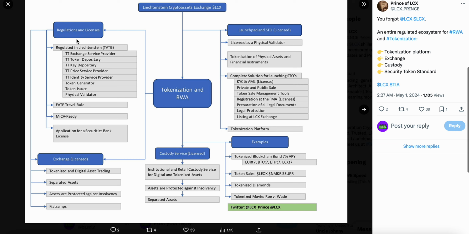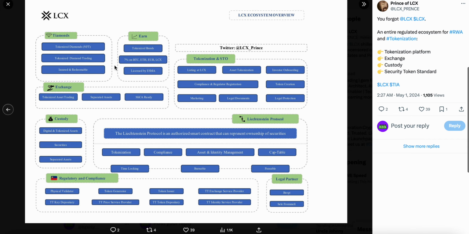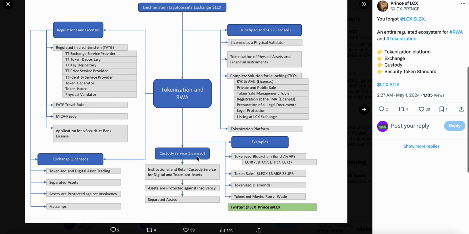But this kind of breaks down the LCX ecosystem, right? And kind of exactly what they're building. The tokenized exchange, the exchange is one thing, right? Regulated in Liechtenstein. All these kind of regulations that they cover, right? Blockchain bond, then down here, the tokenization custody service, right, which is obviously important. KYC licenses, etc., private public sale, tokenized blockchain bond, right? Interest 7% APY, token sales, tokenized diamonds, tokenized movie, Rover, Suede, etc. And then you move to this side, Timings, you're able to earn through Timings, tokenization, STO, the exchange, custody, Liechtenstein protocols, regulatory and compliance, all the things, and then legal partners as well, all underneath the entire LCX ecosystem, right?